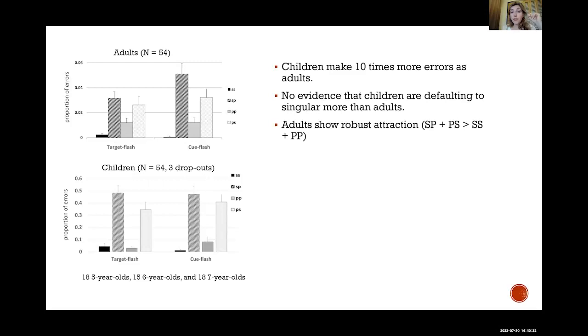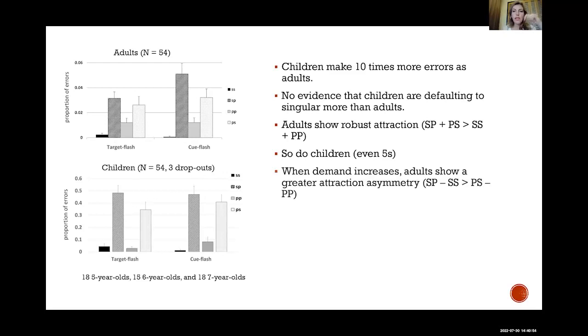The next finding: adults show a robust agreement attraction effect, SP and PS sentences more than SS and PP, but so do children. We, in fact, after the group analysis, just took the 5-year-olds, that's our youngest group, and did a post-hoc analysis on them, and they themselves even show robust agreement attraction.